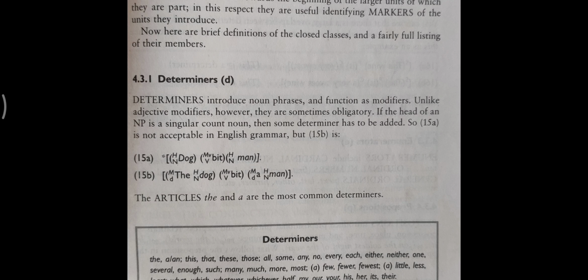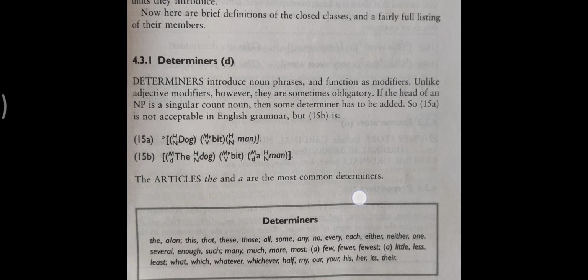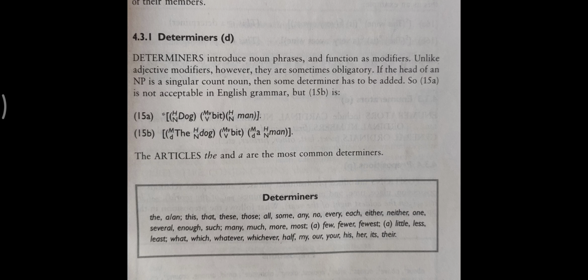See, determiner, we use D for determiners. Determiners are used to introduce noun phrases, and they function as modifiers in noun phrases. Not like adjectives. Adjective modifiers are sometimes obligatory, that is, if the head of a noun phrase is a singular count noun, then a determiner has to be added, and like this we use them.